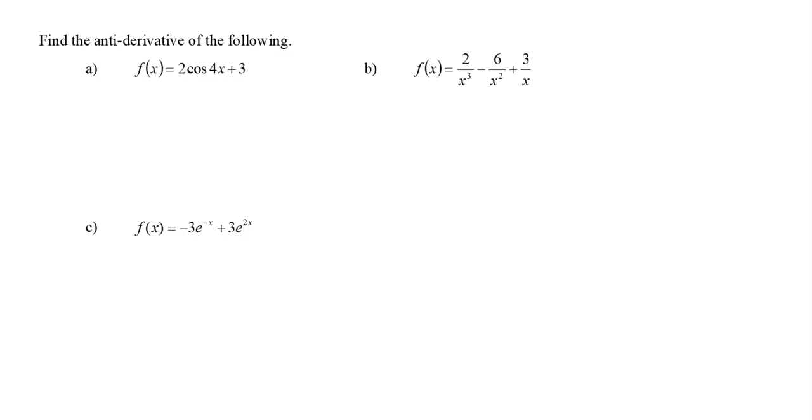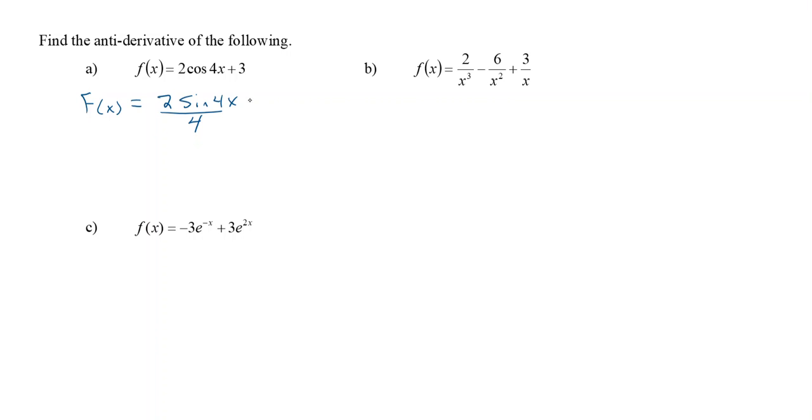Find the antiderivative of the following. All right, so the antiderivative, so capital F of x is equal to, so this would be 2, and then the antiderivative of cos 4x would be sine 4x over 4. It's like that k value, like from the last page there. So I'll say over 4.